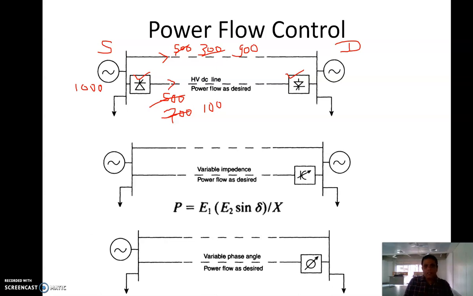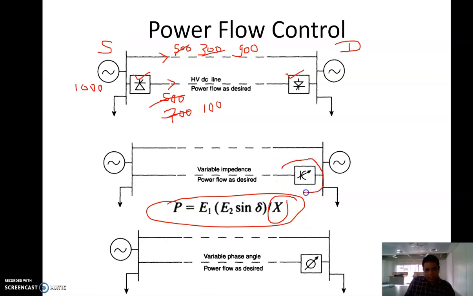Now another way is, once again you come to this equation. What is the other way? The other way is to handle the AC part of it. So once again you come to this equation E1 E2 sin delta by x. So what we can do is, we can vary this x, we can control this x by connecting a series impedance which is variable in nature.